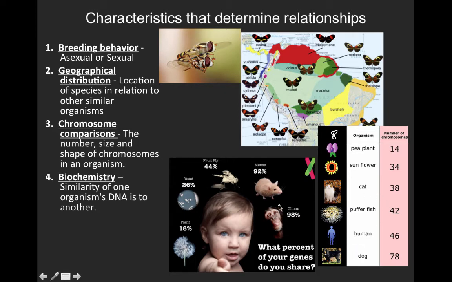And then biochemistry, what percent of commonality of genes or DNA sequences between different organisms. So we can see this here. You're 98% similar genetically, or genes that we know of, to a chimp, 92% to a mouse, 44% to a fruit fly, and so on.